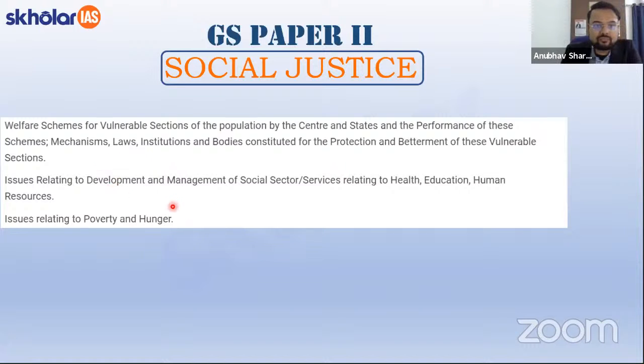Issues relating to development and management of social sector, services relating to health, education, human resources. Students, essentially, if I were to break it down and put it to you in a very simple manner, ये जो टॉपिक है, issues relating to development and management of social sector and services, यहाँ पे आपको मेनली SDG गोल, HDI उसको अच्छे से पढ़ना है और इकोनॉमिक सर्वे में जो हमने हेल्थ, एजुकेशन, ह्यूमन रिसोर्स के बारे में जो चीजें डिस्कस हुई उसको अच्छे से पढ़ना है. If you were to see the questions that have been asked in UPSC with respect to this, ये इन 3 जगह से ही देखे जा रहे हैं.